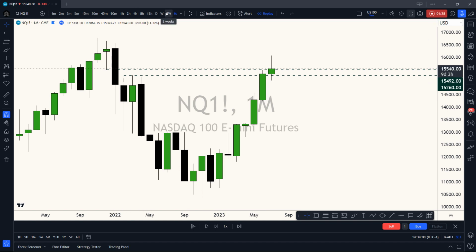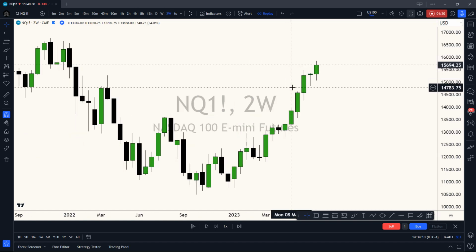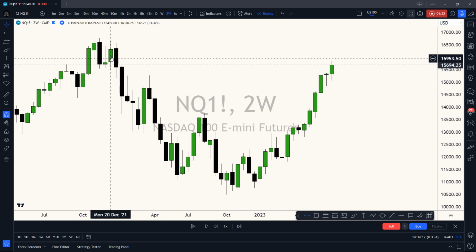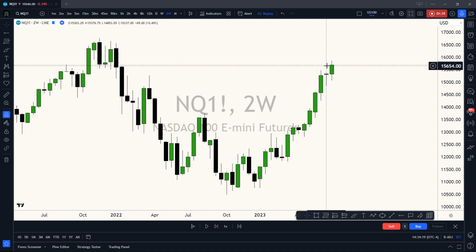Then if we go to a bi-weekly chart, we're going to identify that we are trading kind of inside this order block or possible order block so far. We're having a reaction to it.